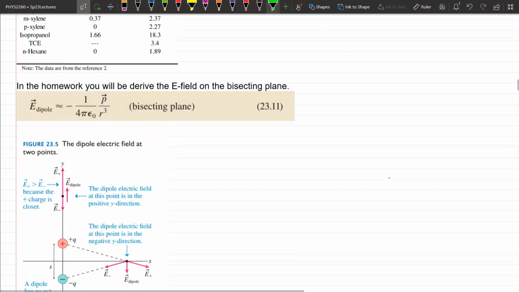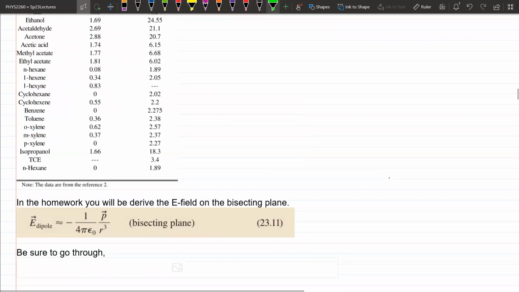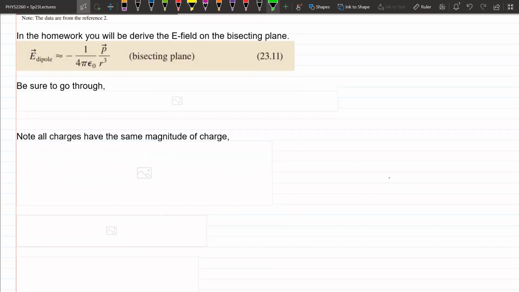Yeah, let's not go through the other types of dipole moment. Okay. Why isn't this refreshing?